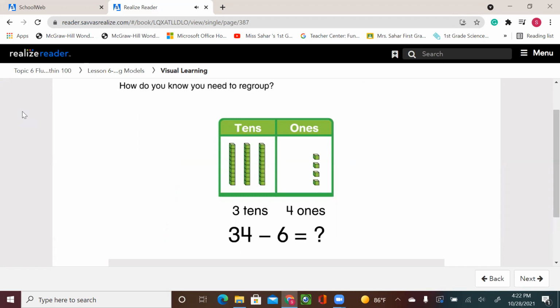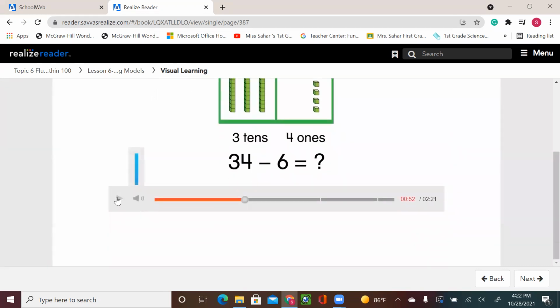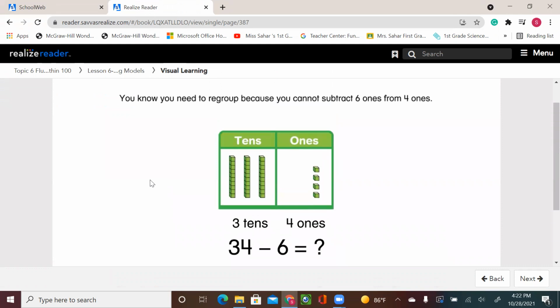How do you know you need to regroup? When the ones from my first addend are smaller than the ones from the second addend. So that means I need to regroup. As you see, I have 4 and I need to take away 6, and there's no way to take 6 from 4. So that's when I need to regroup to get one of the tens to add it to my ones. You know you need to regroup because you cannot subtract 6 ones from 4 ones.